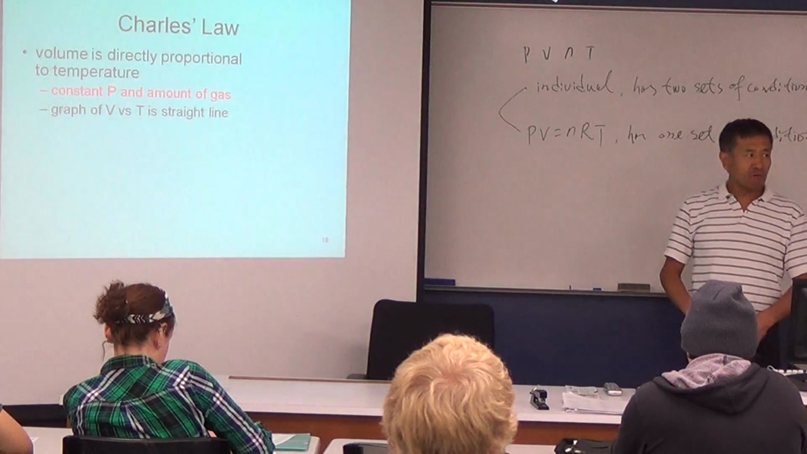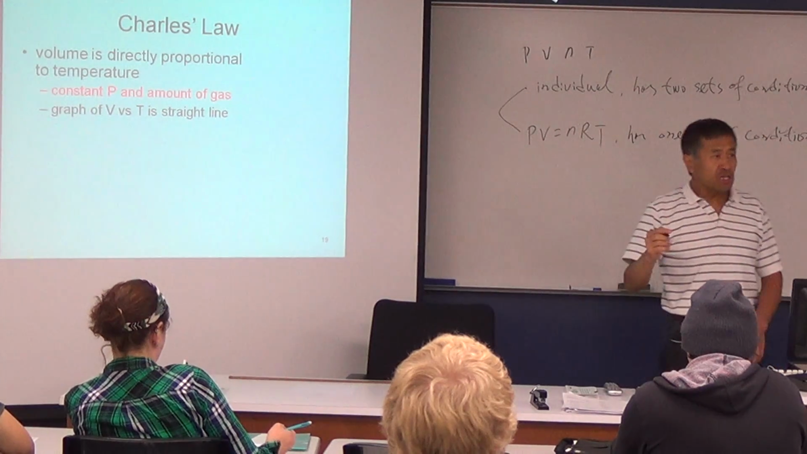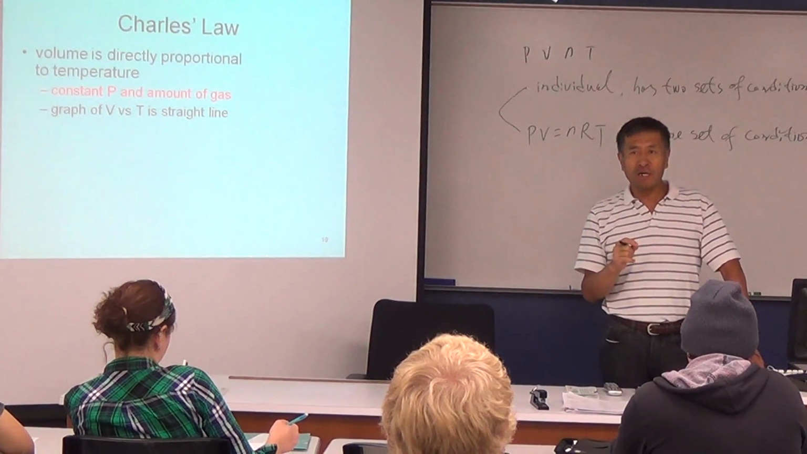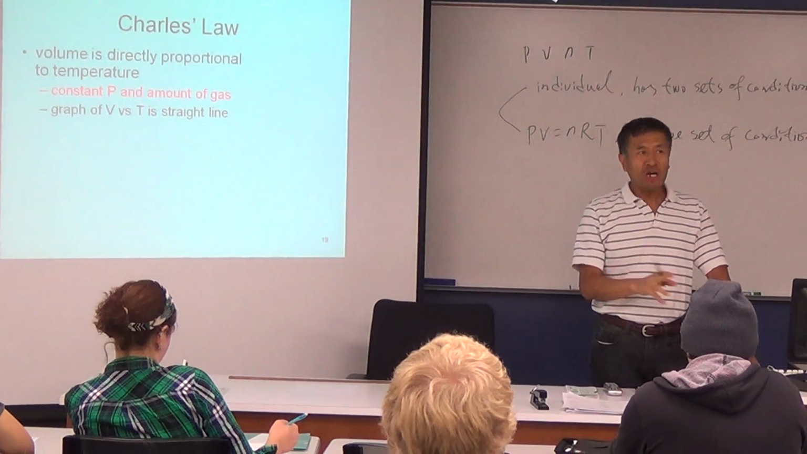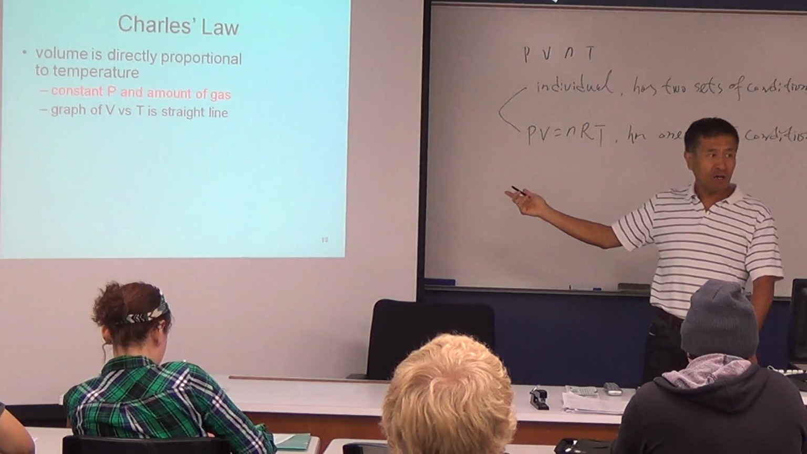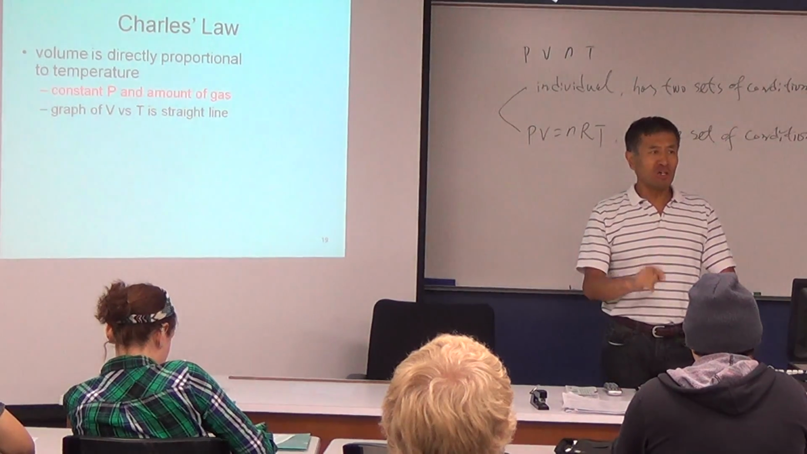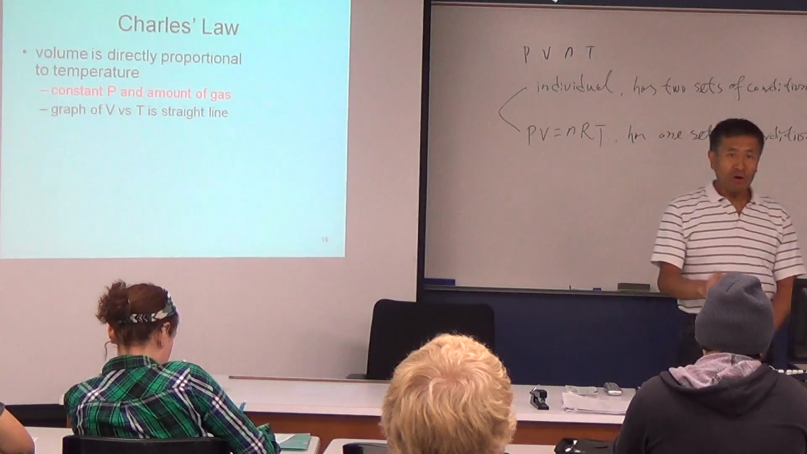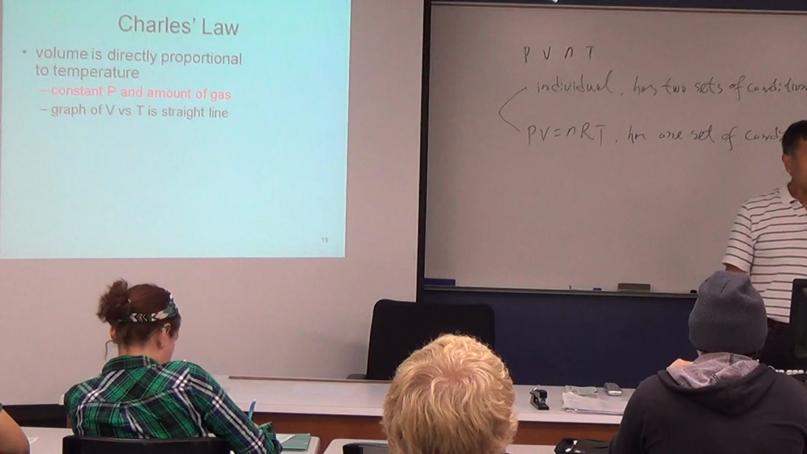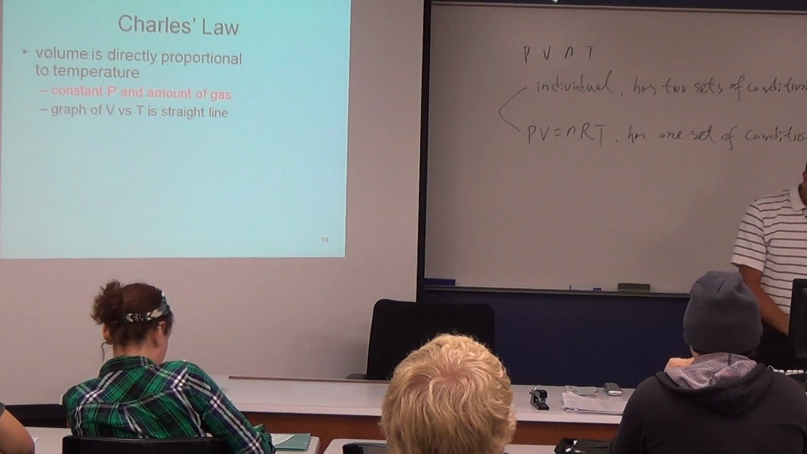All those laws, again, are about these four variables, and these three individual laws, Boyle's, Charles', and Avogadro's, each only have two variables that change, and you have four variables here. So therefore, you control the other two as constants. In Boyle's, you control the temperature and N as constants. In Charles', you control the pressure and N as constants.